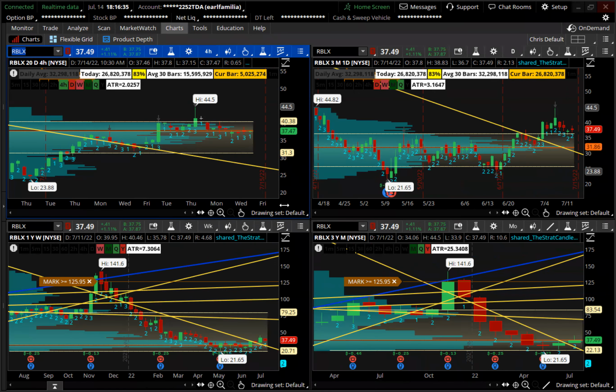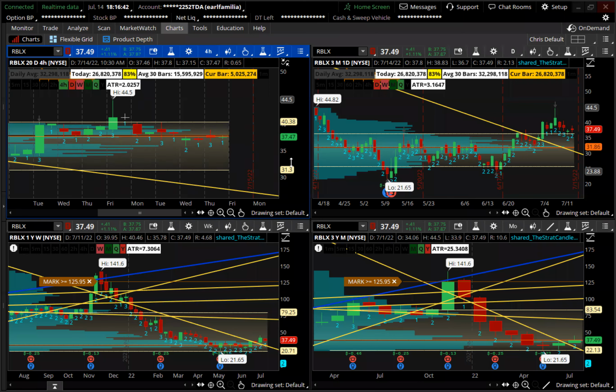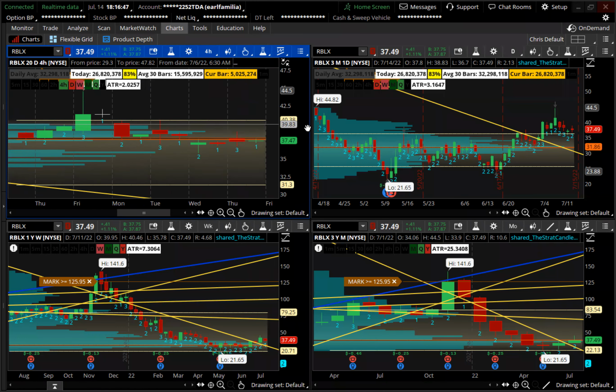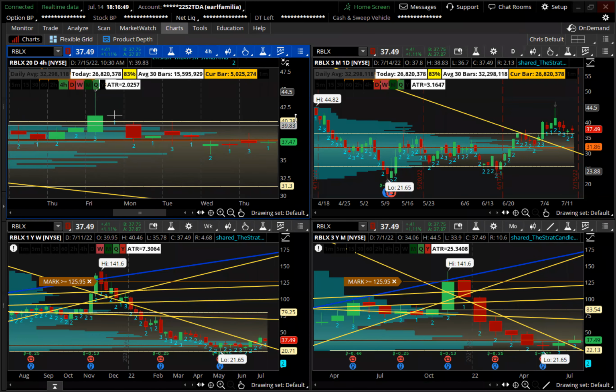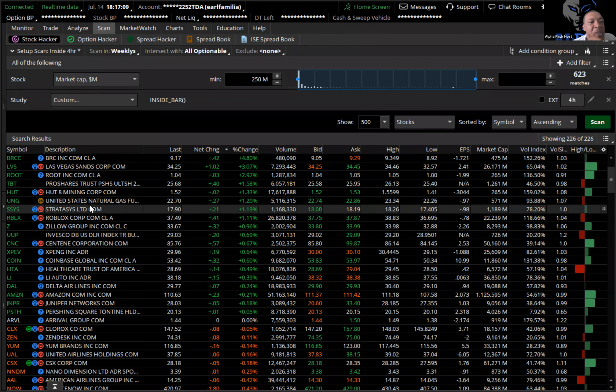ROBLOX. What we got here? Definitely doesn't look as good as that double inside day y'all caught last week. Sheesh. That was fire. So we just got sideways action, looks like. We did have a little spike in the morning, but yeah, it just looks sideways. ROBLOX stays inside. It's at a point of control on the 4 hour, so just sitting there. You know, for me, I just leave it alone, let it be. What else we got here?